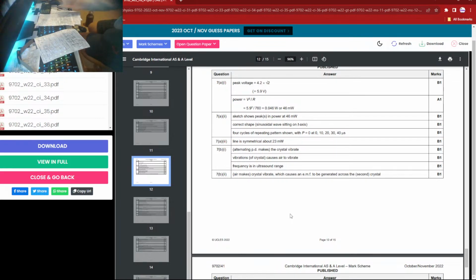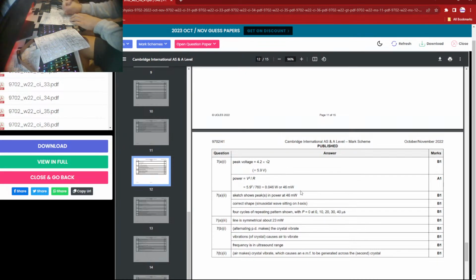Line symmetrical about 23. Okay. 4 cycles of repeating pattern. Correct shape, sinusoidal, peak at 46. 4 cycles of repeating pattern shows P equals 0 at 0, 10. I got this one wrong, so it's completely wrong for me. My peak is correct, so I do get 1 mark from that. It's the correct shape, so I do get another mark, but my points where it's 0 are wrong. Yeah, that's wrong.